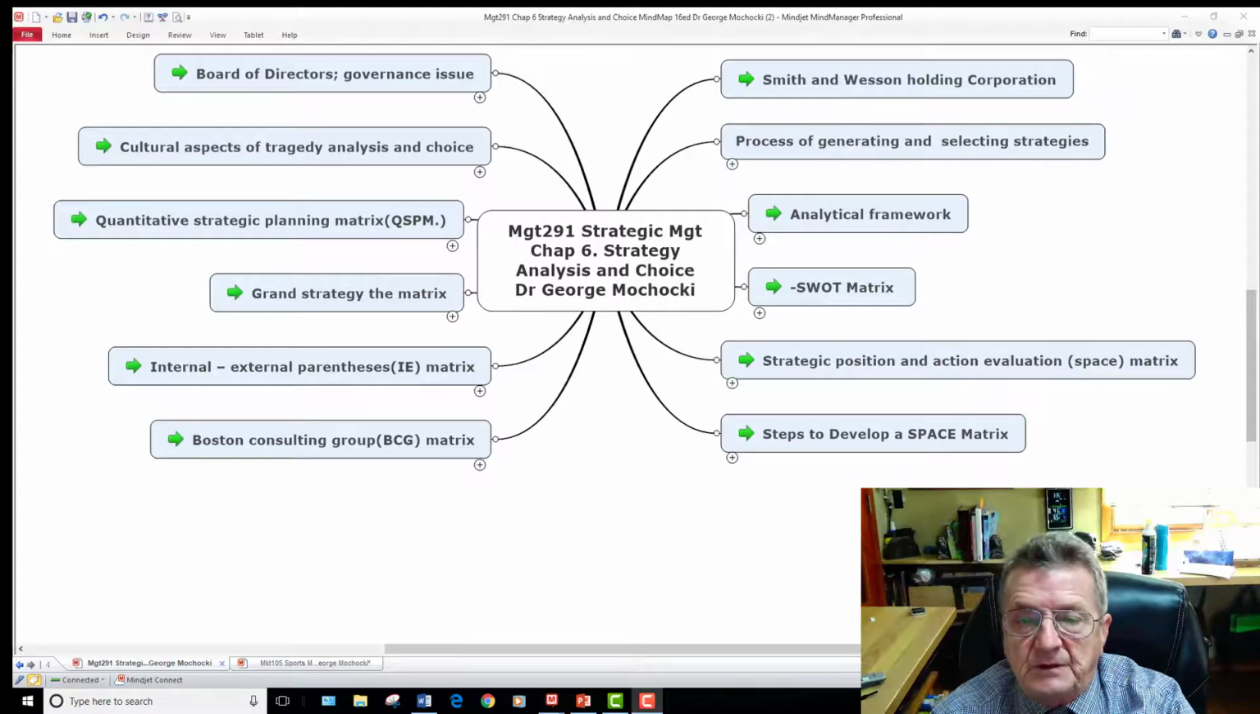Okay, so here's what we have. Those of you who looked at the book, a lot of information. What it basically comes down to is several things. We're going to be looking at processing, generating, and selecting strategies, an analytical framework, a SWOT matrix. We talked about that in a couple of previous chapters. Strategic positioning and action evaluation, another matrix, what they call SPACE.